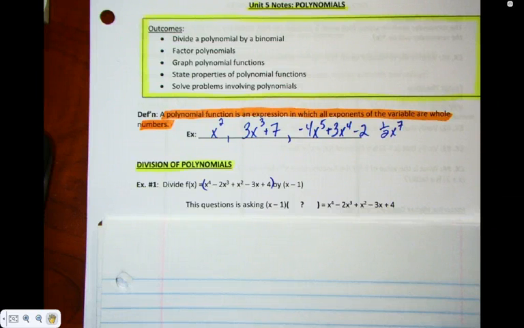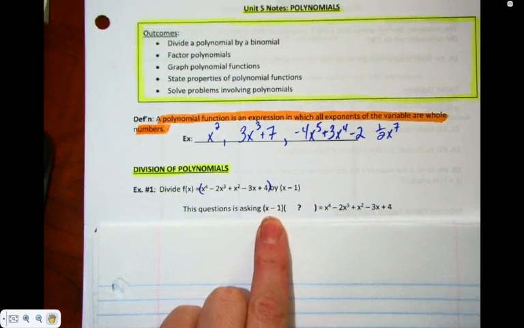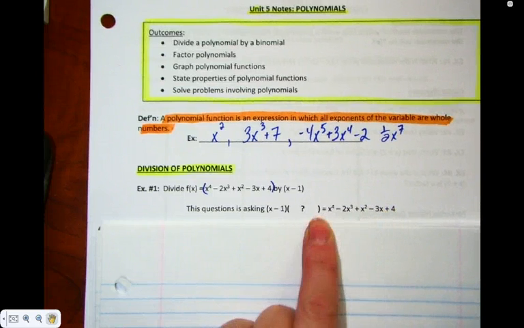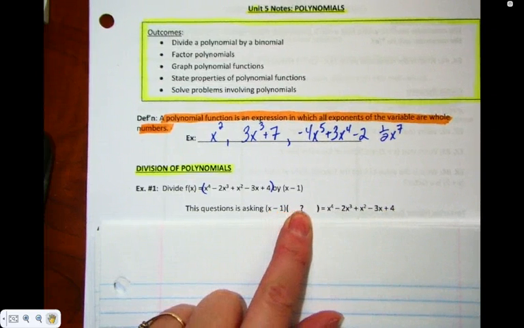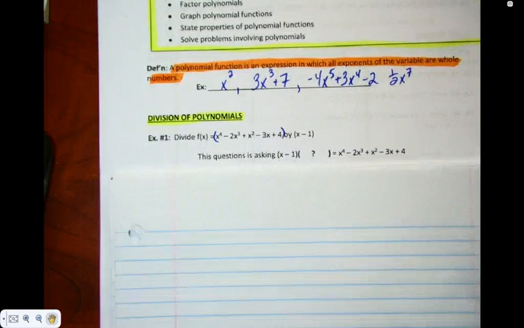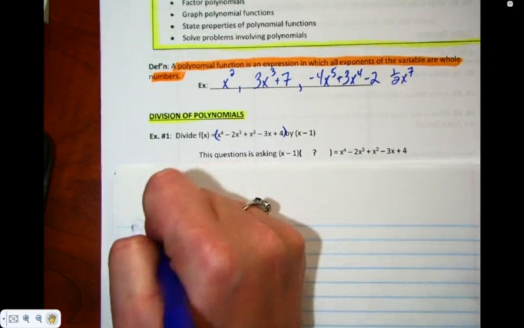What this question is asking is it's really backwards of multiplication. So this is asking if we take x minus 1 and we multiply by something, we want this to be the answer. The question is asking you to find the something. What did I times by x minus 1 to get this whole big long polynomial? How do you divide? It's called synthetic division.